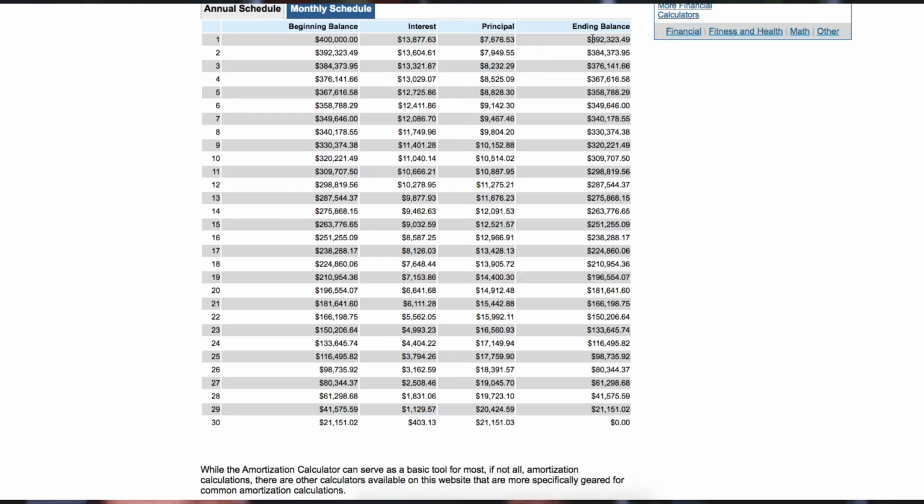So if your mortgage was on $400,000, by the end of the year in this scenario, you paid $7,676 down on that mortgage. And this was paid by your tenants.